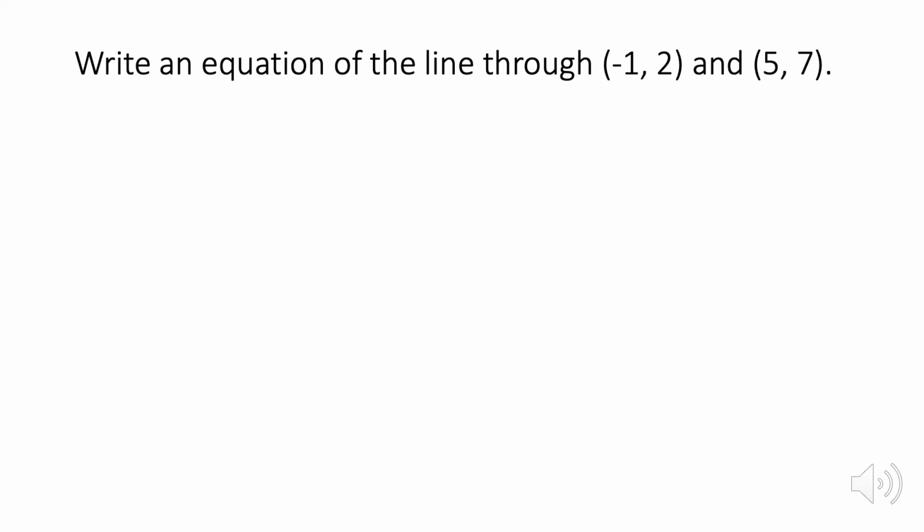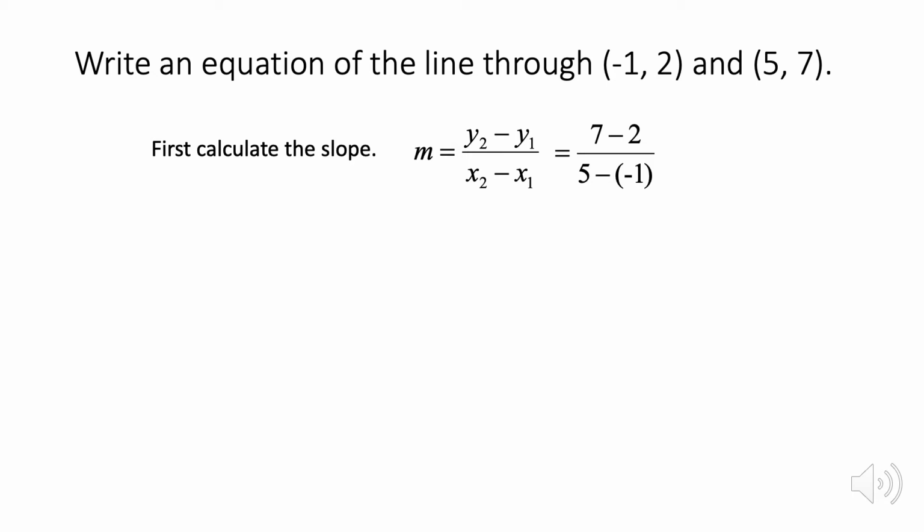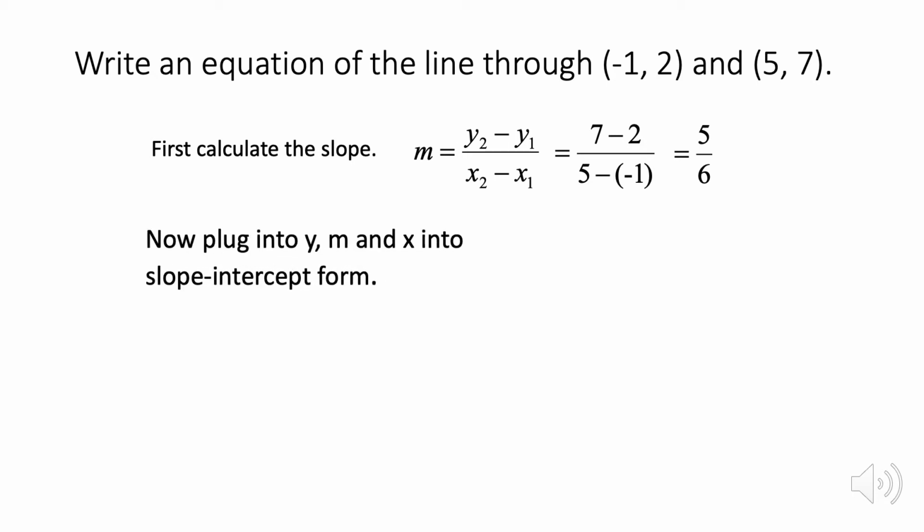Okay, so the next example, we're given two points through which the line passes, and we're going to write the equation of the line. In this case, since we are not given m, we are going to calculate the slope. From the formula, m equals y2 minus y1 over x2 minus x1, you will have 7 minus 2 over 5 minus -1. So that is 5 over 6. That's our slope. Then to the slope-intercept form, y equals mx plus b, we solve for b.